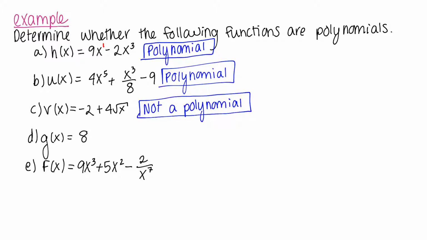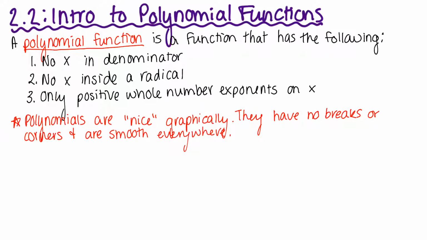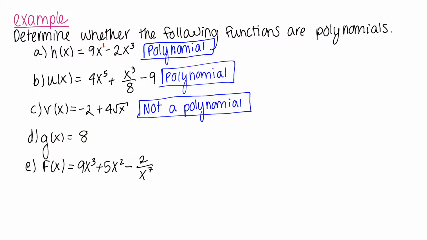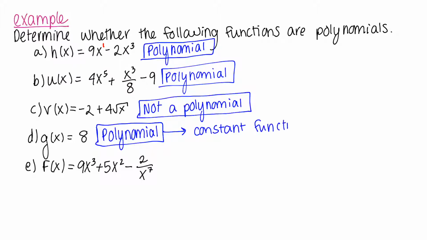This one's a bit tricky. So g of x equals 8. You might say to me, well, there's no x in it, so how could it be a polynomial? It's a polynomial. It's a very boring polynomial. What's most important is that you don't violate any of these rules. As long as you haven't violated a rule, you're a polynomial. So this doesn't violate any of the rules, therefore it is a polynomial. Constants are polynomials. So a constant function is going to be like f of x equals a number, just a number, no variables. Constant functions are all polynomials.